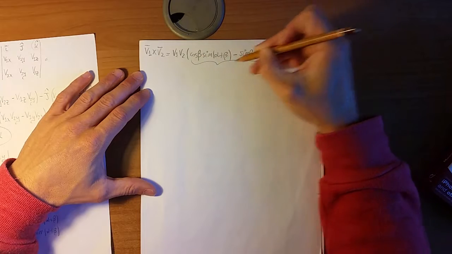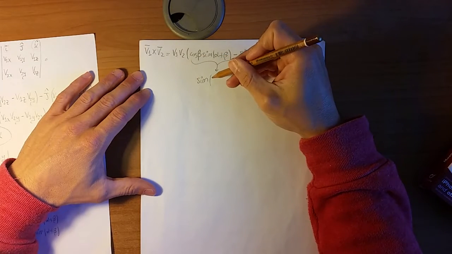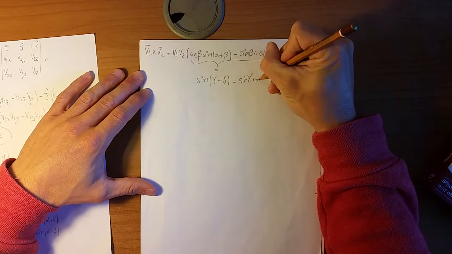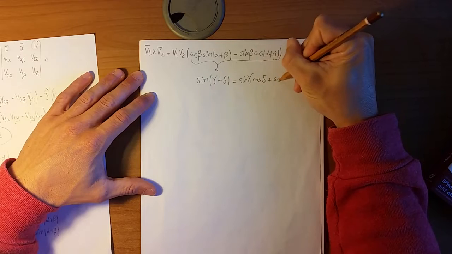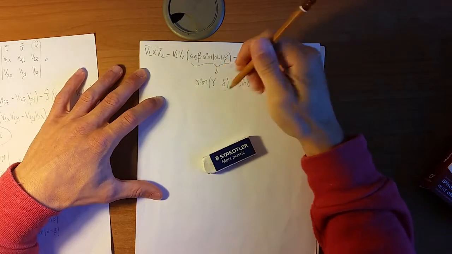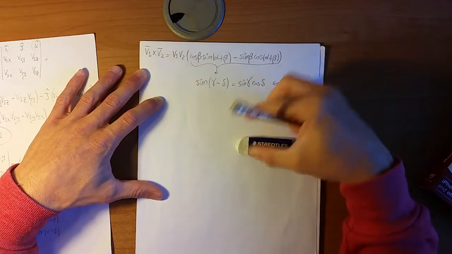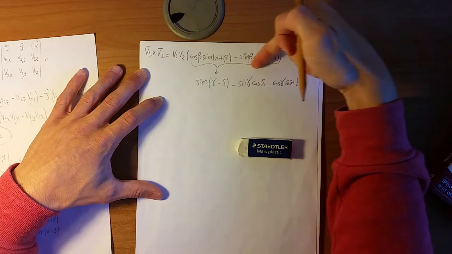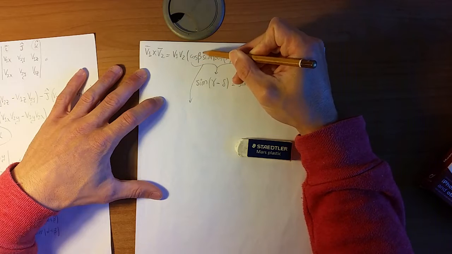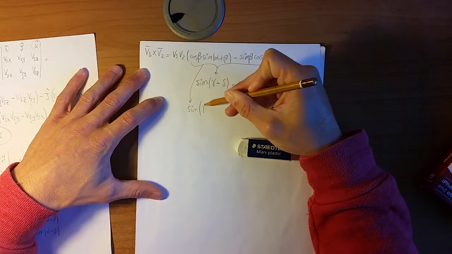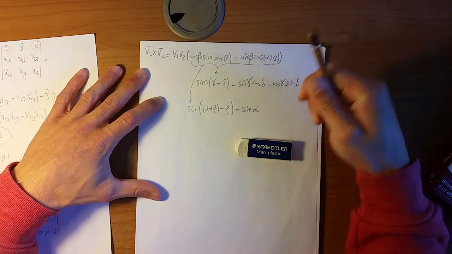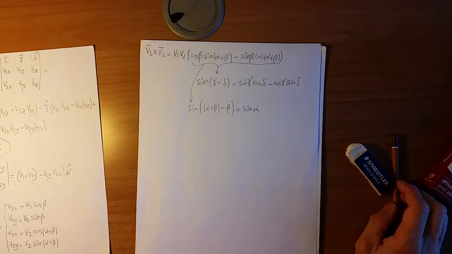And you can see that this resembles the sine of the sum of two angles. Sine of gamma plus delta is equal to sine gamma cosine delta plus cosine gamma sine delta. And if we have a minus sign here, we have a minus sign here as well. So as you can see from this expression, this here is just gamma, whereas this is delta. So we have sine of alpha plus beta minus beta. So this is equal to the sine of alpha, which proves our interesting relation.